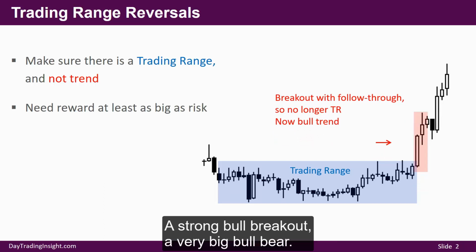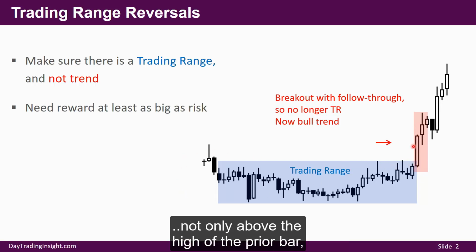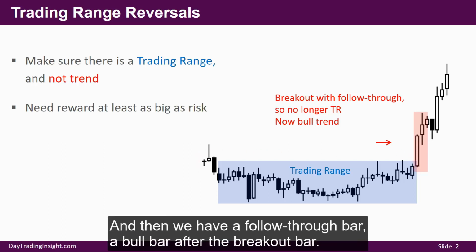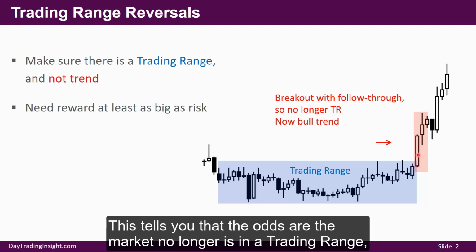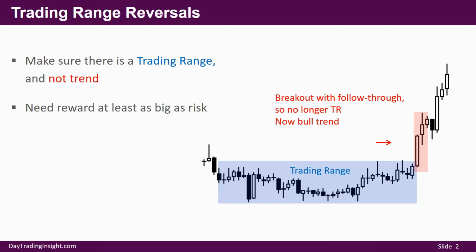A strong bull breakout, a very big bull bar. Unlike all the bars in here, we got a very big bull bar, closing not only above the high of the prior bar, but of the high of the past 30 or 40 bars. And then we have a follow-through bar, a bull bar after the bull breakout bar. The odds are we're going to have at least a second leg up. This tells you that the odds are the market no longer is in a trading range, and it now is a bull trend.